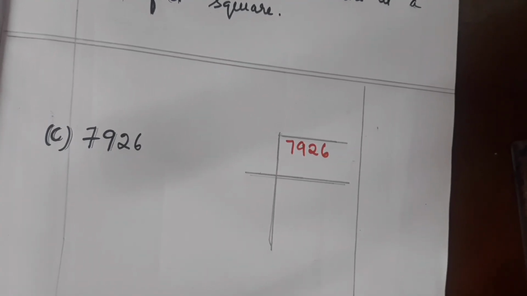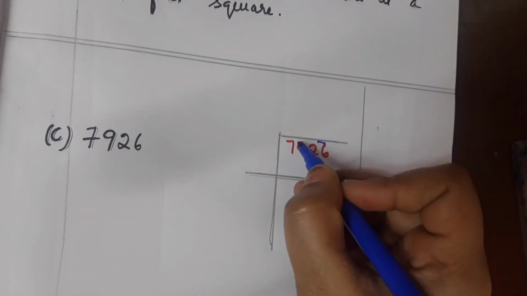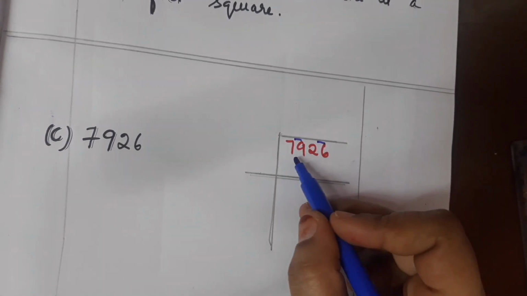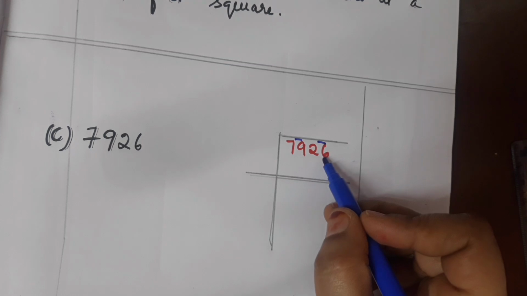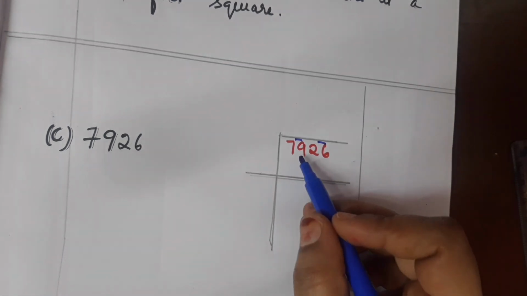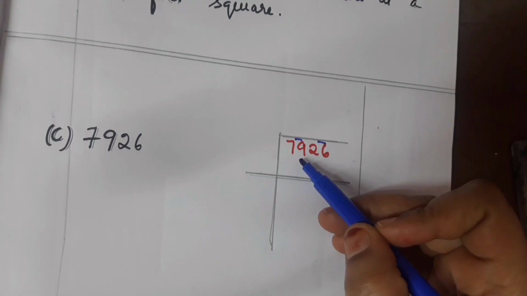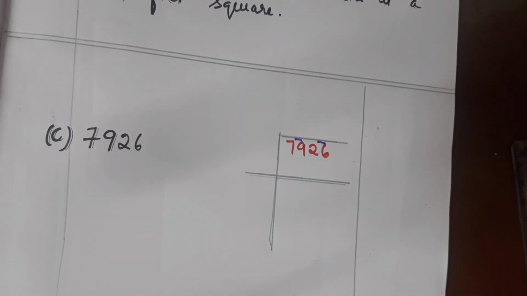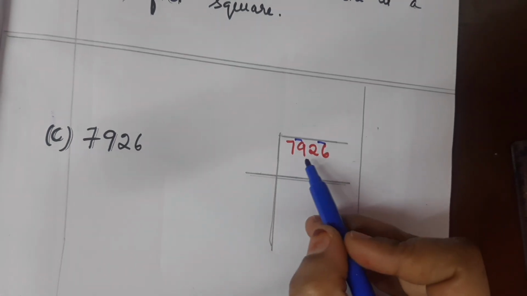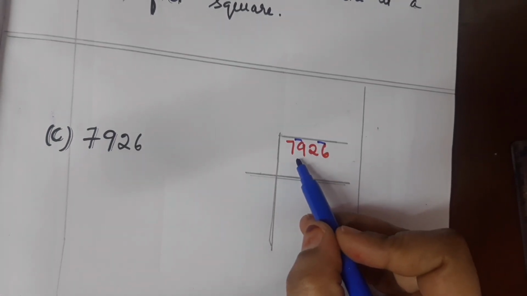Next question is 7926. Now we have to group from the ones place. So 79 is one group, 26 is one group. Now we have to check the square numbers, only the square number which is nearer or equal to 79. So 1 1 is 1, 2 2 is 4, 3 3 is 9, 4 4 is 16, 5 5 is 25, 6 6 is 36, 7 7 is 49, 8 8 is 64, 9 9 is 81.